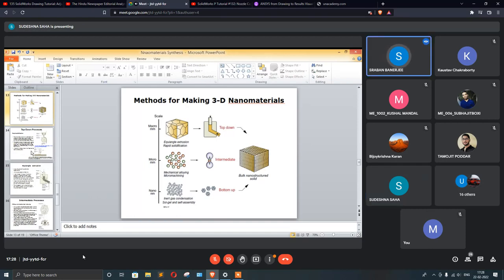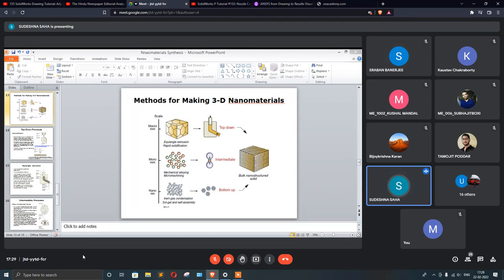And when this bulk nanostructured solid is produced by stacking the molecules, you will see that there are certain compression, casting or sintering methods, by using which you can get these bulk nanostructured materials. Means various manufacturing methods in the nano domain.